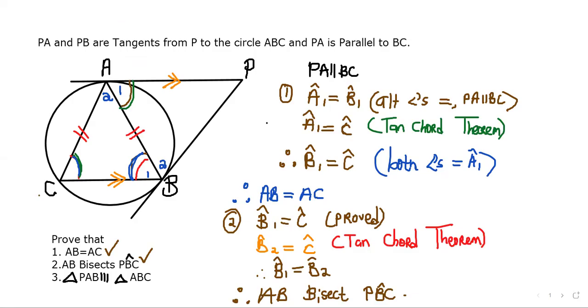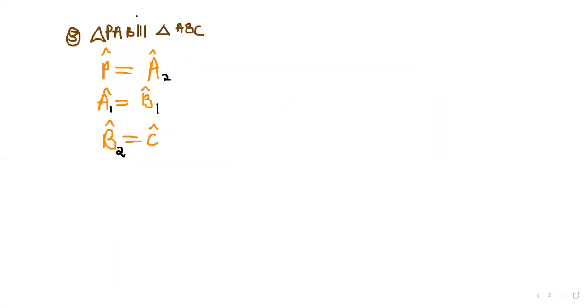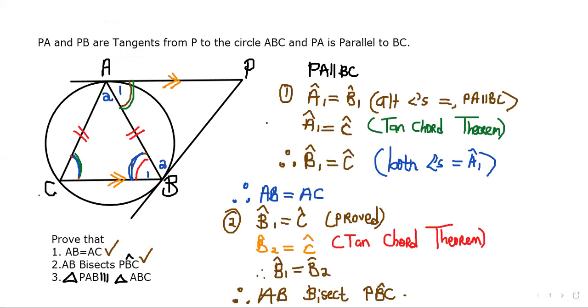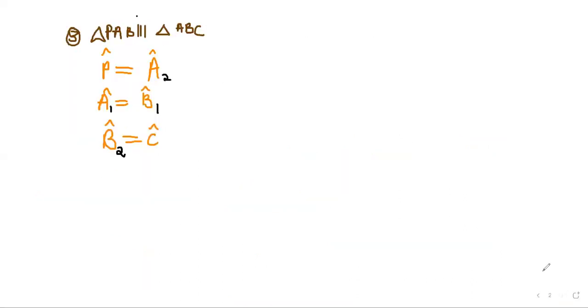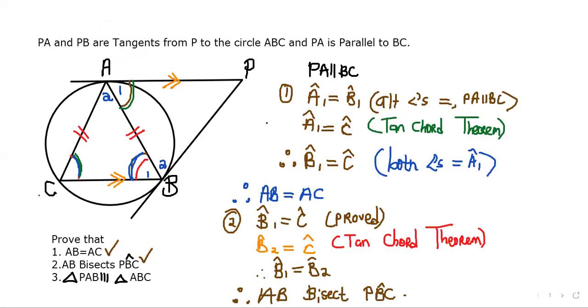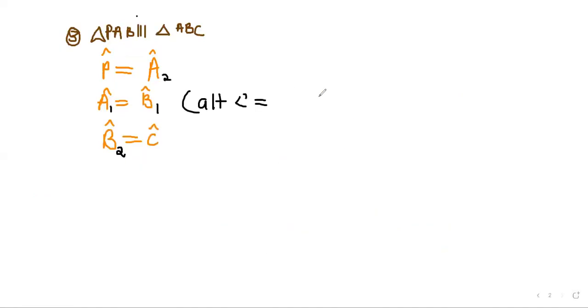Yes. And mind you, don't forget that angle A1 is equal to B1. That will be alternate angles, equal. The reason why we say alternate angles is because they're equal, because PA is parallel to BC.